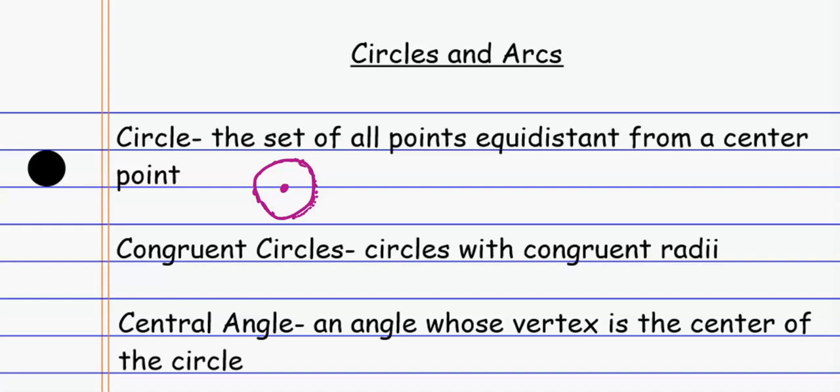Okay, that's how this thing is defined, and that's why you have a radius no matter where you go on this circle, because every point on the circle is the same distance away from the center.